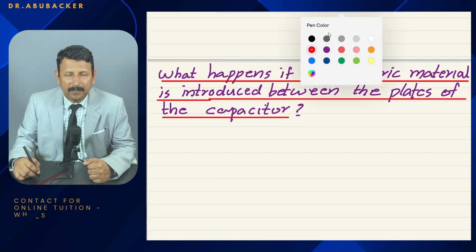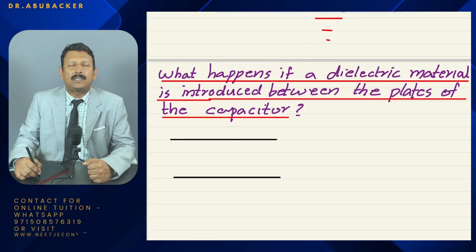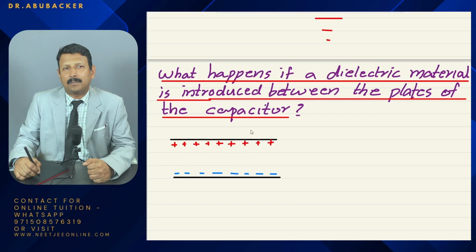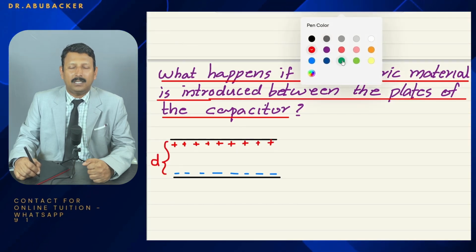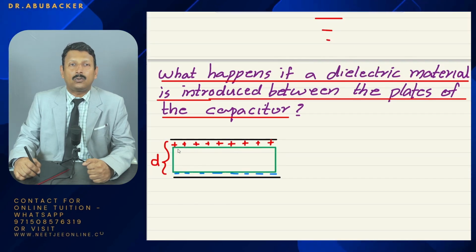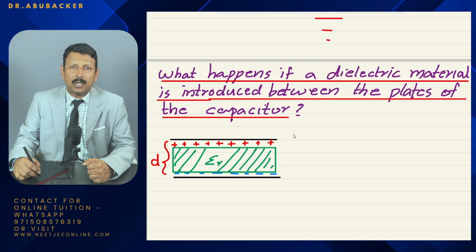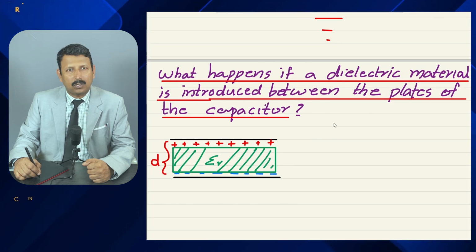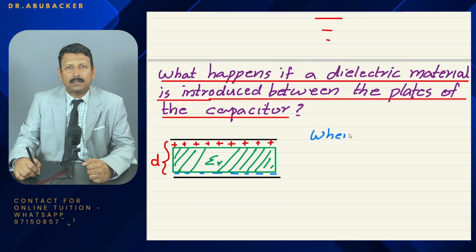Actually the example we have taken is the air filled one. Suppose what happens if a dielectric material is introduced between the plates of the capacitor, instead of air as the medium between the plates. Suppose a dielectric material of dielectric constant K is introduced. I explained dielectric in another video. What is a dielectric? It is basically an insulator. So a dielectric material is placed between the plates of the capacitor.